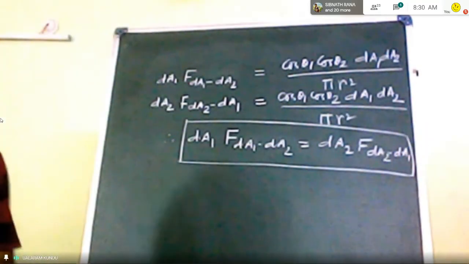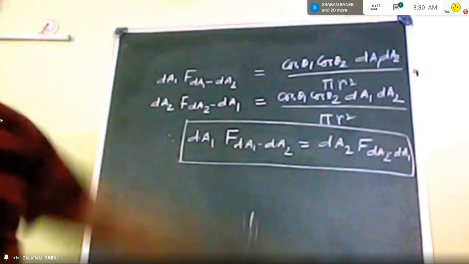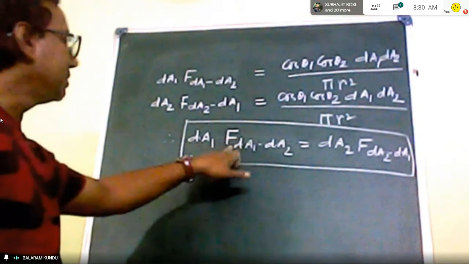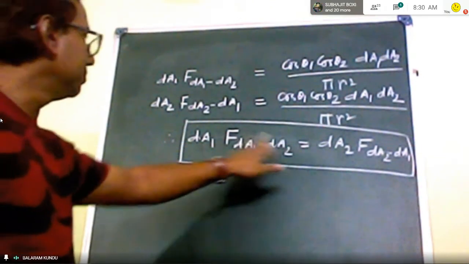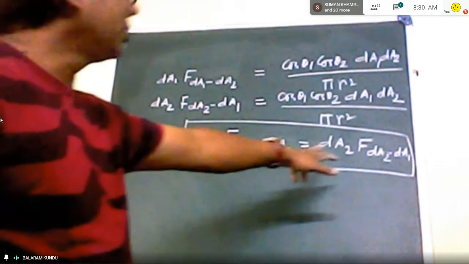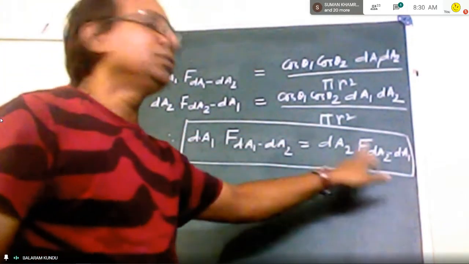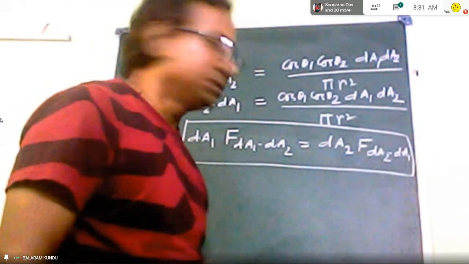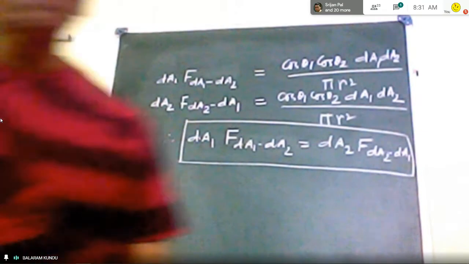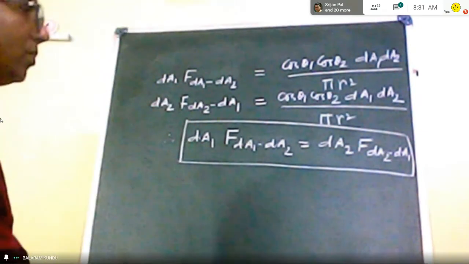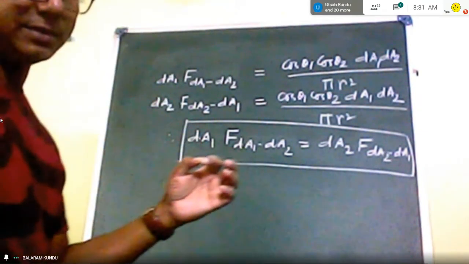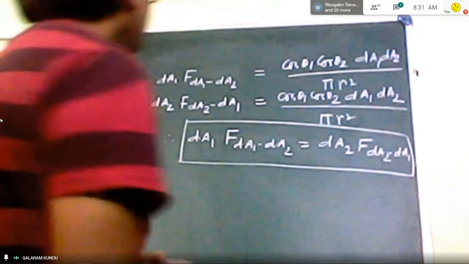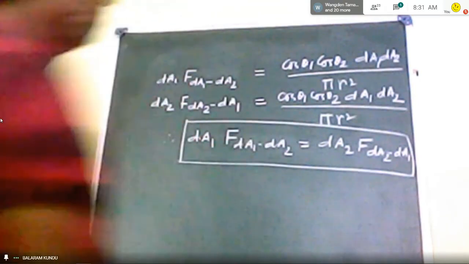Okay, this relationship is always true. So the area of the first body into the shape factor from the first body to the second body should be equal to the area of the second body into the shape factor from the second body to the first body. This relationship is called the reciprocity relationship. This is one property of shape factor. So, clear?